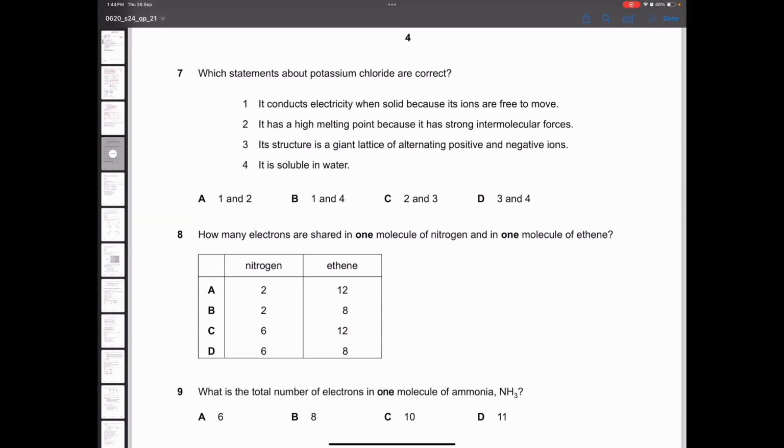Potassium chloride. Regarding potassium chloride, we have given you 4 statements. You have to tell which one is correct. We know that potassium chloride is an ionic compound, so it will conduct electricity in molten or aqueous state, right? So it conducts electricity in solid? No. It has a high melting point because it has strong electrostatic forces.